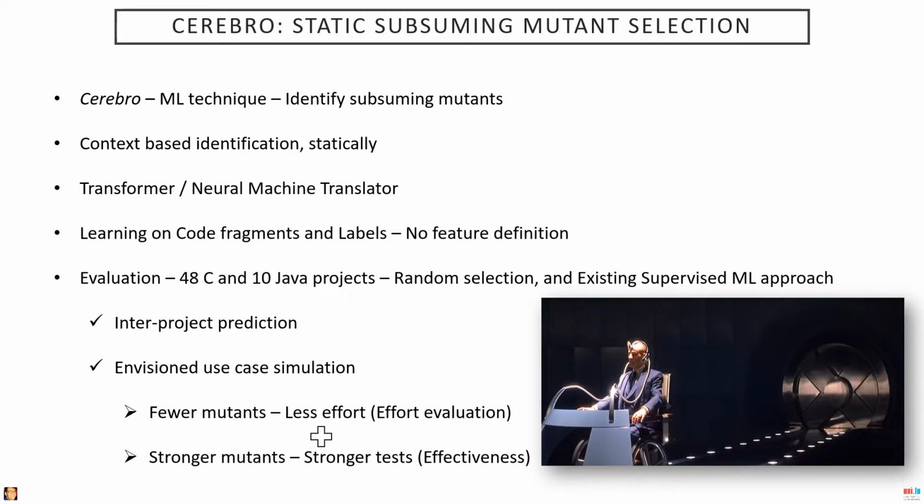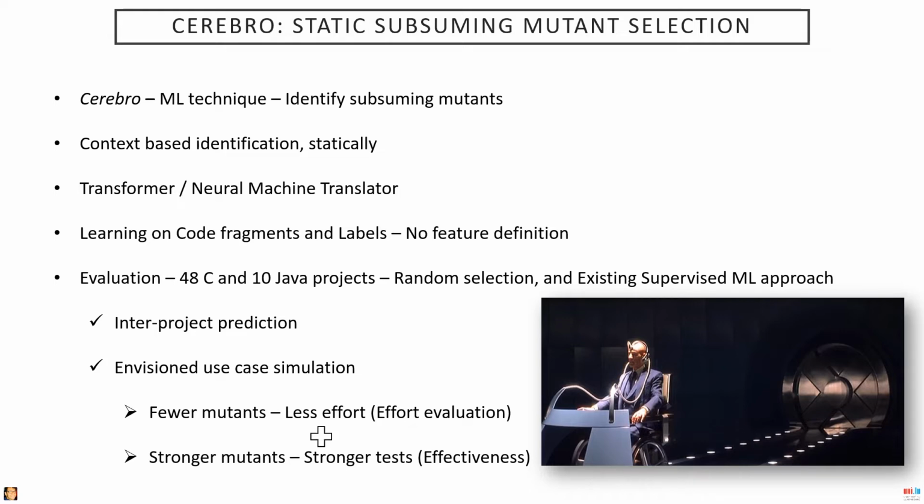To do so, we propose a static approach, Cerebro, to identify subsuming mutants by employing machine learning. We wanted our model to identify mutants based on the surrounding code, which can serve as a context. Also, we didn't want to manually define any features for subsuming mutants. Hence, we used the transformer model based on encoder-decoder framework, which has been used in machine translation tasks in the existing literature.